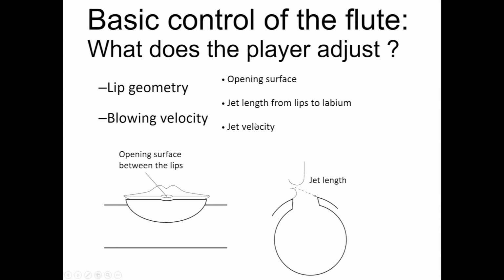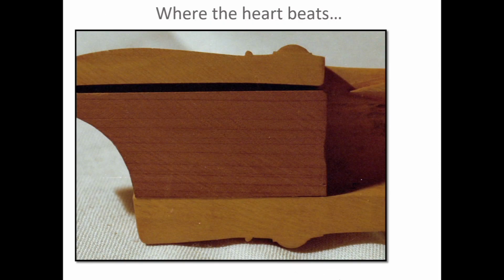And I'm going to focus a bit on the jet length. This is a drawing of the two lips here. And the jet is directed towards the labium, which is here. And of course, by moving the lips, the player can adjust this jet length. And this is actually one of the most important things when you play the flute. You have to adjust correctly this length and the blowing velocity. And to see how the player has to adjust those two parameters, we need to go a little further and see, let's say, in the engine.